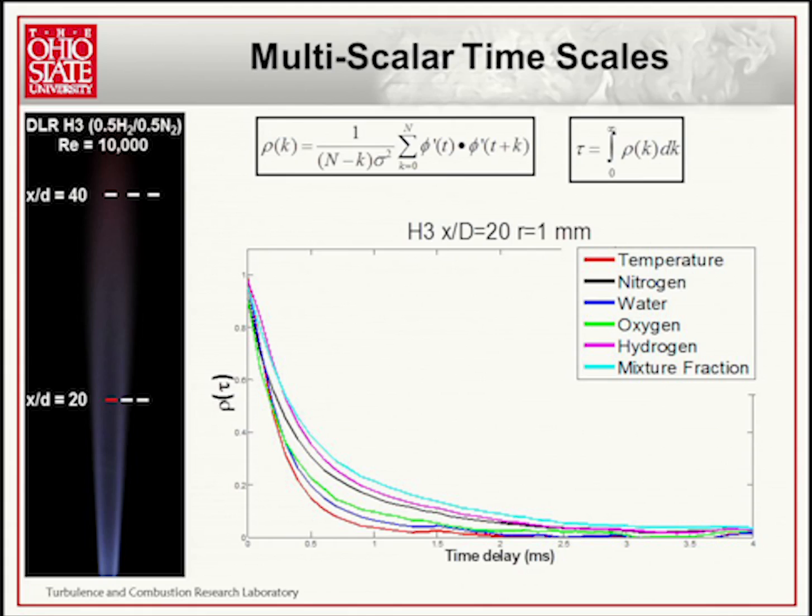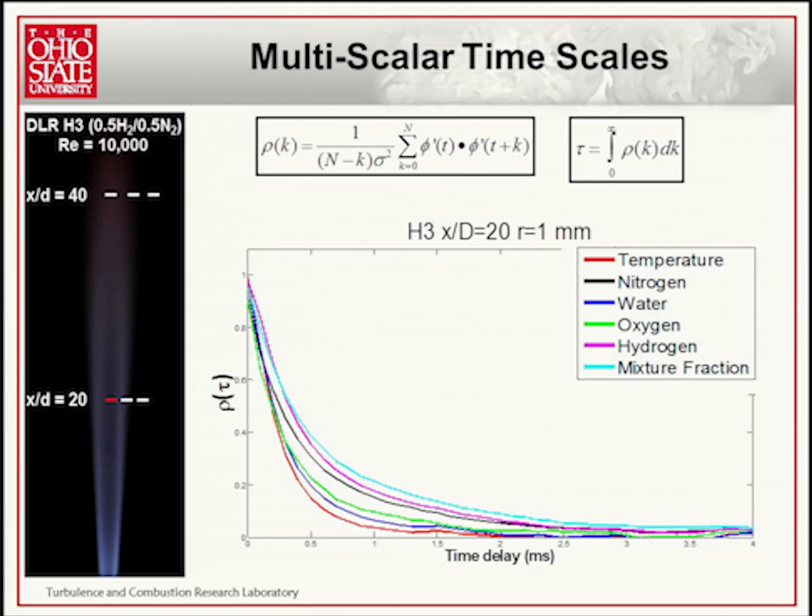And what you see is that on what would be the rich side of the flame, the mixture fraction usually follows the hydrogen. When you get to the stoichiometric contour, there's a flip, and the mixture fraction is highly correlated with, or follows, again, close time scales to the oxygen. And the other thing is that the time scales, autocorrelations and the derived integral time scales stay quite different until you get past the flame.